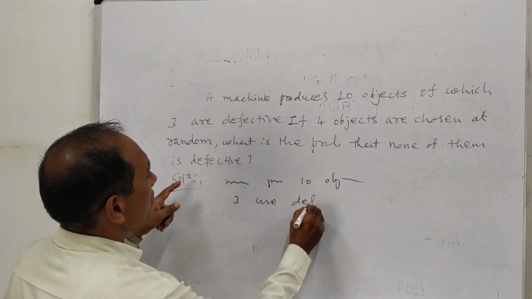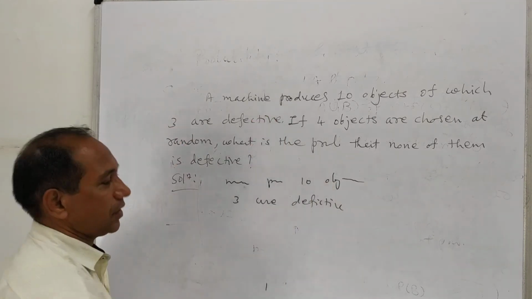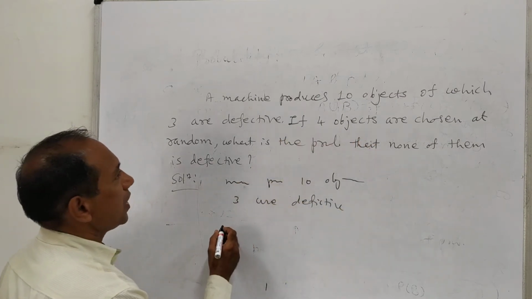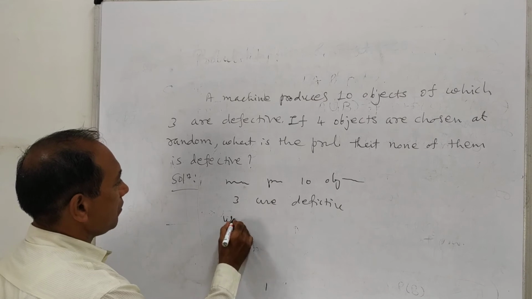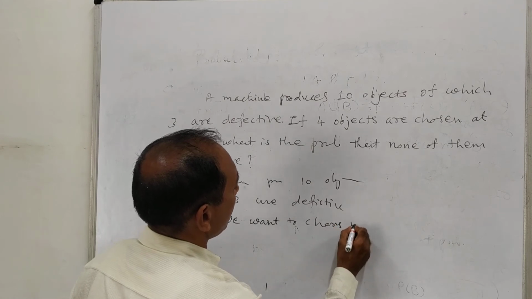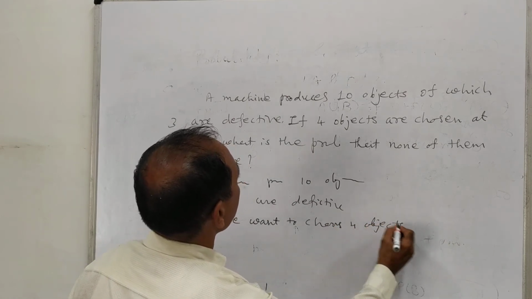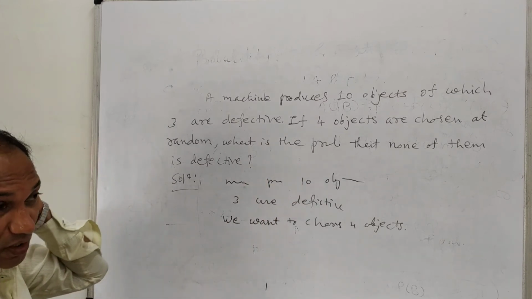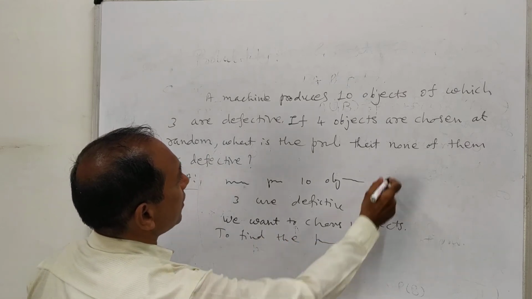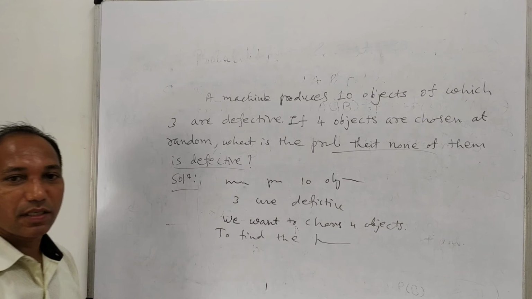So in the solution, you must show something from the question. So your solution looks very nice and very decent, and you will get at least 1 mark from the question itself if you write the given things in a systematic way. Now what is to do? 4 objects are chosen at random. That means here we want to choose 4 objects. So these are the cases. And then also you can write one more thing. What is to find? To find the probability that none of them is defective.